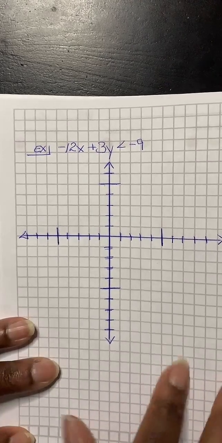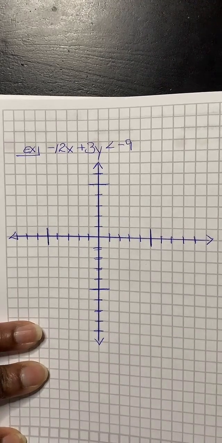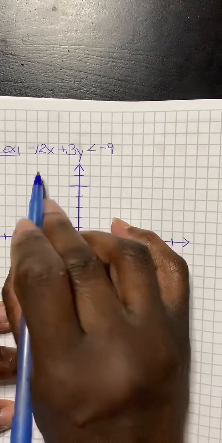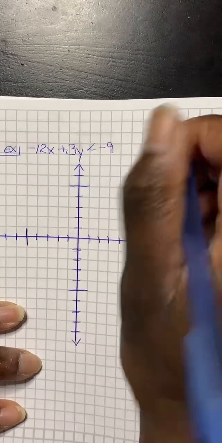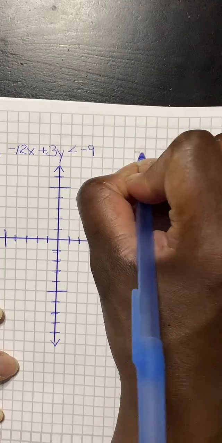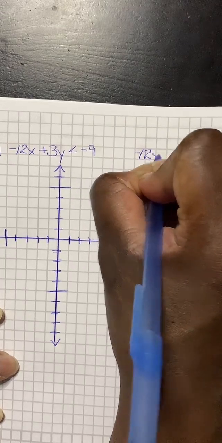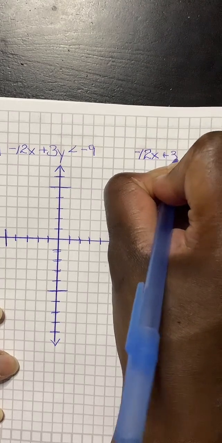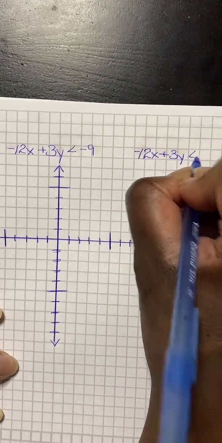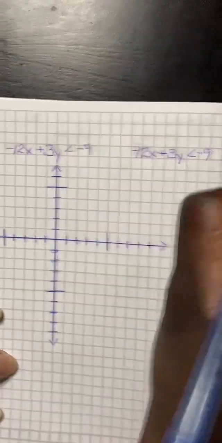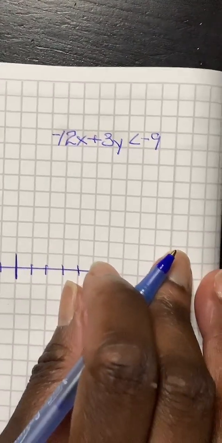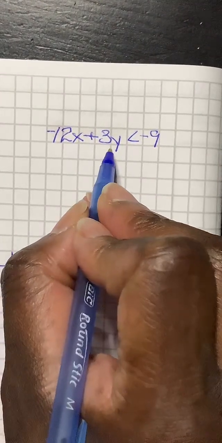All right, so taking a closer look. Let's go. So first thing, we need to put this in slope-intercept form. So I'm going to try to do the work over here. So we have negative 12x, plus 3y, is less than negative 9. So now, let me zoom in so you guys can see this. So we want to get y by itself.